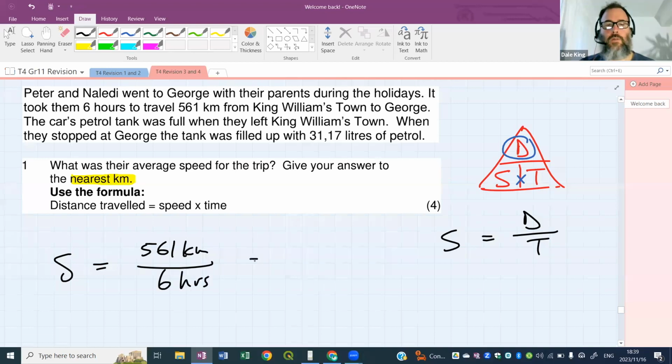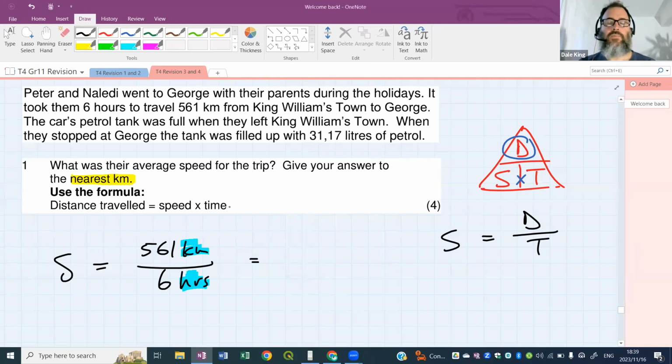6 hours. Now, ladies and gentlemen, again, showing units, right? If you give this formula kilometers and hours, your speed will come out in kilometers per hour. If you give it kilometers and minutes, your speed will come out in kilometers per minute. If you give it meters and hours, it'll come out as meters per hour. So whatever you give this formula, that's what it's going to give you out. What you put in is what you get out here.